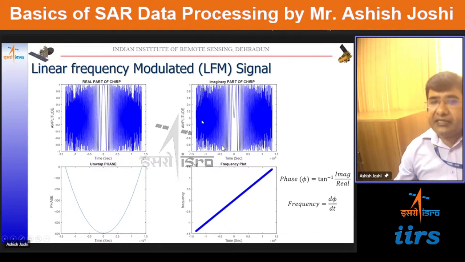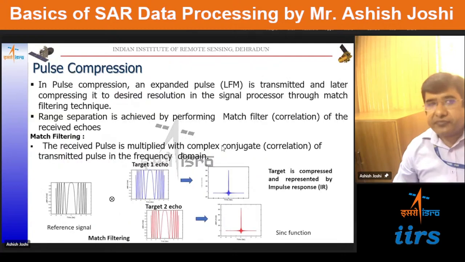This is how the linear frequency modulated signal will look. This is the real part, this is the imaginary part, and this is the phase part. If we find the difference of this phase, then we get the frequency. You can see this frequency is a straight line, which is linear in shape. That's why this chirp is called a linear frequency signal, because the frequency is linear in this type of signal.